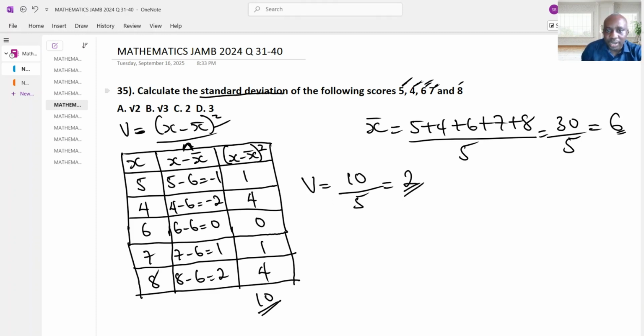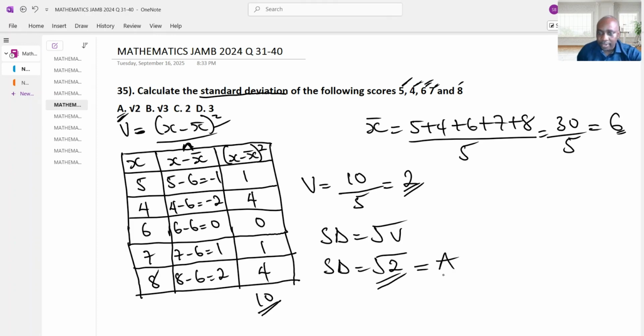Now, the question said to calculate the standard deviation. What is the standard deviation? Standard deviation is the square root of the variance. What is the variance that we got? We got 2. Our final answer is the square root of 2. Standard deviation is the square root of 2. Do we have square root of 2 there? Yes. Option A. This is the final answer.